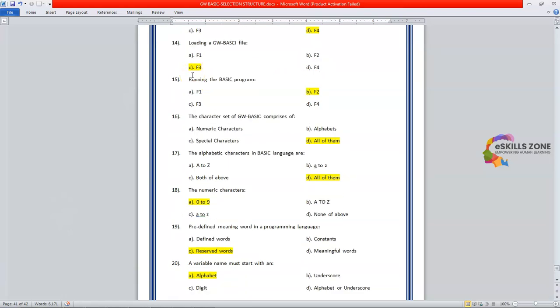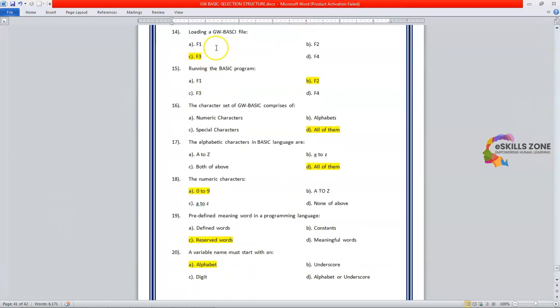Now the 14th number is loading a GW basic file. So we need a special key, a function key for loading a GW basic programming file, and the option A is F1, option B is F2, option C is F3, and option D is F4. Yes viewers, the right answer is option C. F3 is the right answer. For loading a GW basic program we need the F3 key to be pressed on the keyboard.